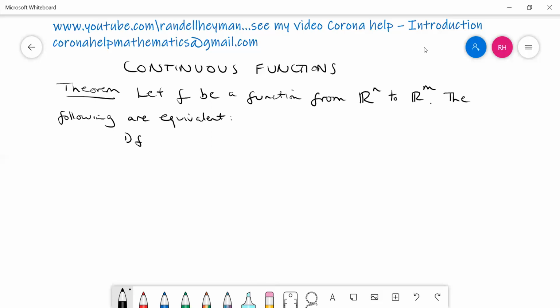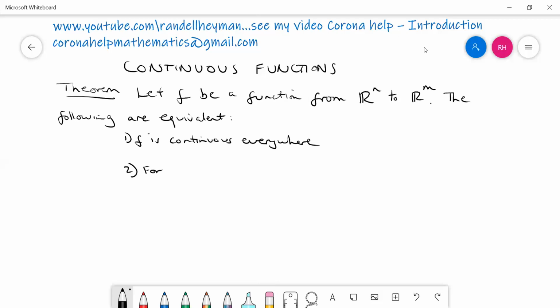One, f is continuous everywhere. Two. So this is the definition now. Two is what you will have seen in first year, generally first year at university. I do have a video on this, I'm not sure, maybe I don't.